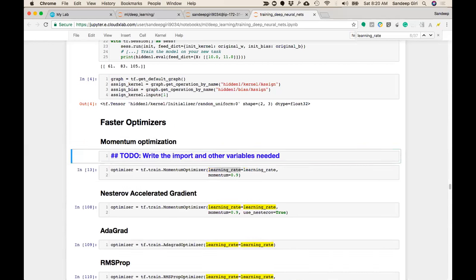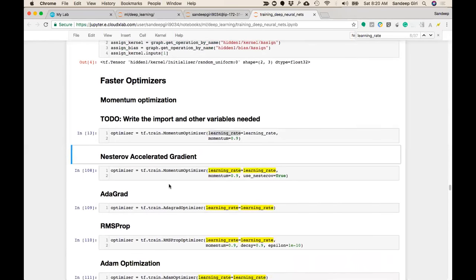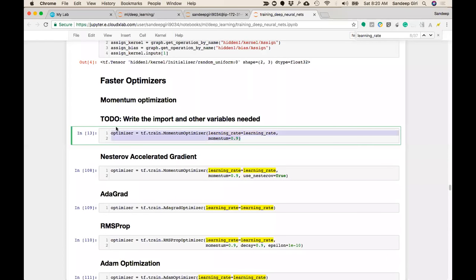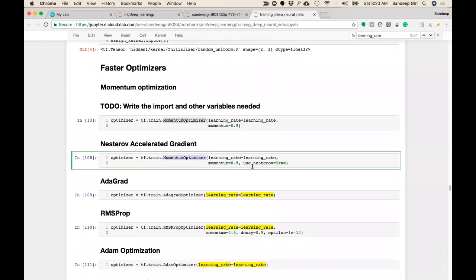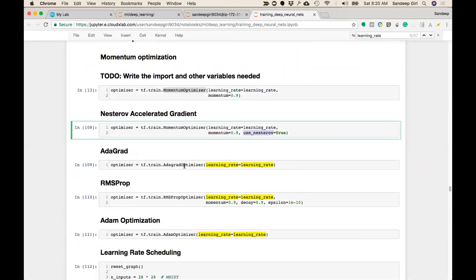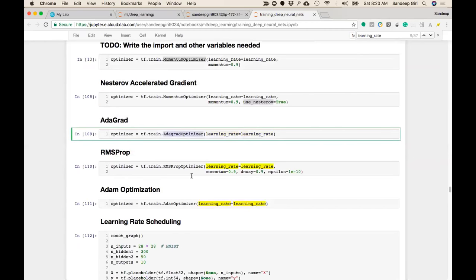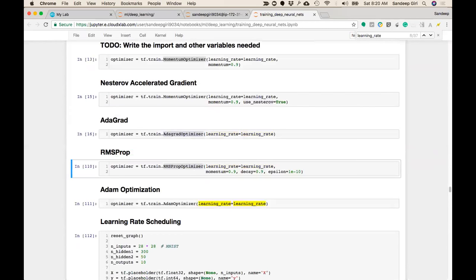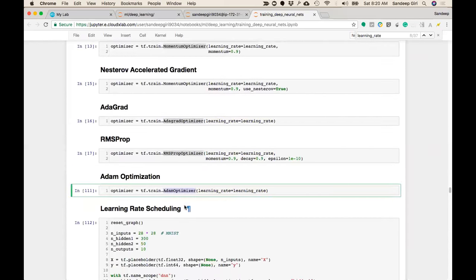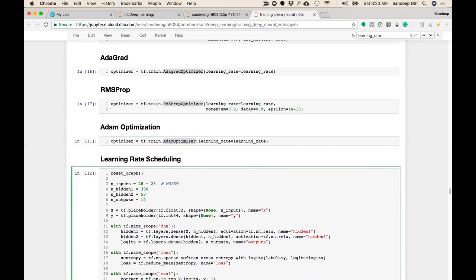All right. So this is how we can use the momentum optimizer. This is how we can use the Nesterov acceleration. Then this is how we could use Adagrad. This is how we could use RMSProp. And this is how we could simply use the Adam Optimizer. All right. Then further, we talked about the learning schedules.